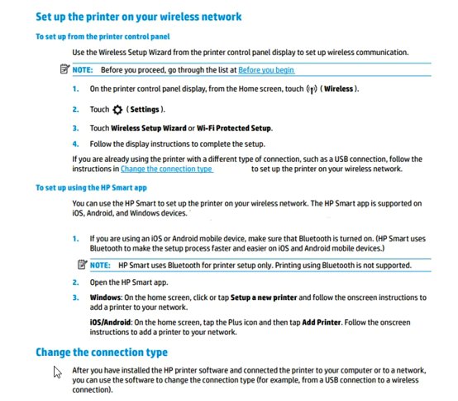Change connection type. After you have successfully installed the HP printer software and connected the printer to your computer or to a network, you can use this software to change the connection type, for example, from a USB connection to a wireless connection.